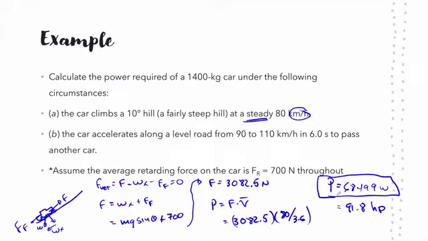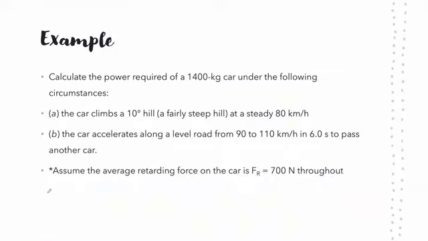So, okay, this is a pretty good size engine, right? Close to 100 horsepower engine. All right, cool. All right, so now let's answer question B, and I'm gonna erase this so that I have space to answer question B. All right, in question B, we have the car that is on a level road and is accelerating from 90 to 110 kilometers per hour in 6 seconds in order to pass another car.